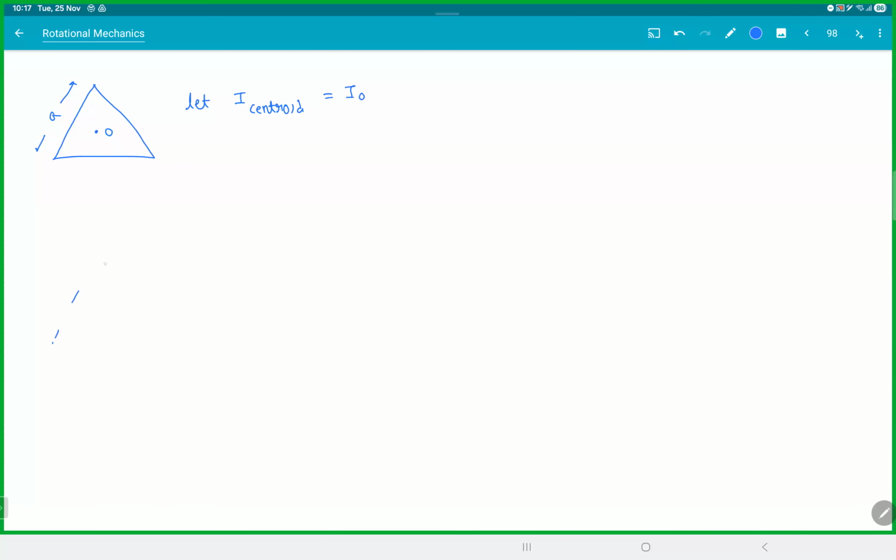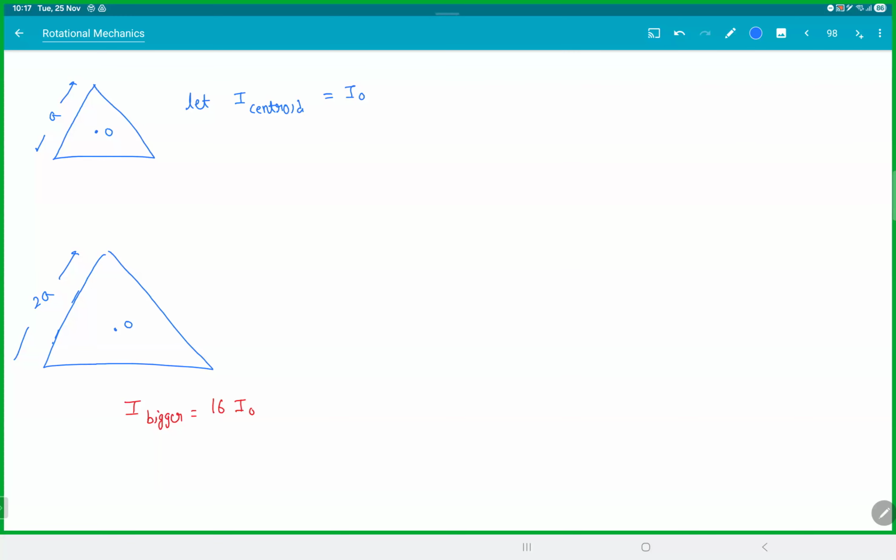Now, if you take a bigger triangle, equilateral triangle, but this time I'll take side 2A. Now, the I about the centroid, so I for this bigger triangle will be 16 times I naught. Agreed with that? Just now we showed that. If you take a similar triangle but a bigger side, the moment of inertia becomes 16 times because mass will become 4 times and L square has become 4 times.